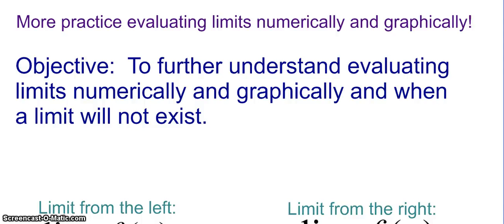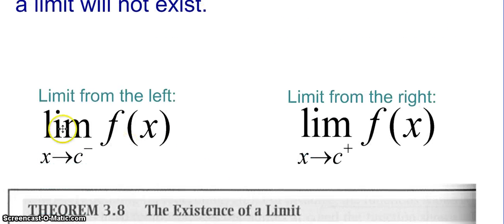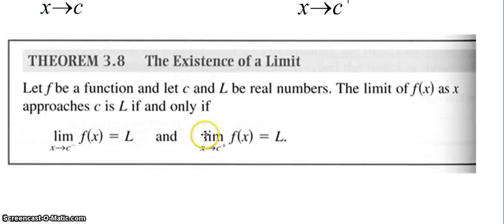Okay, so now we're just going to do more practice of evaluating limits, both numerically and graphically. Again, I just want to emphasize the notation for one-sided limits. This is the limit as x goes to c from the left. This is the limit as x goes to c from the right. A limit only exists if the limit as x goes to c from the left is the same as the limit as x goes to c from the right.